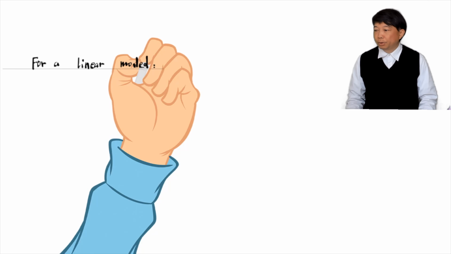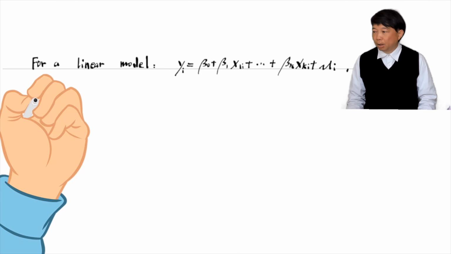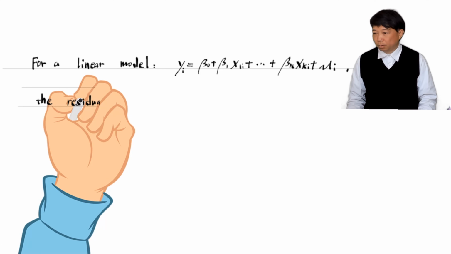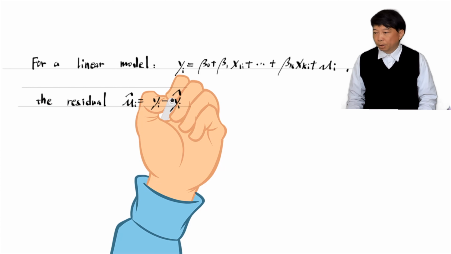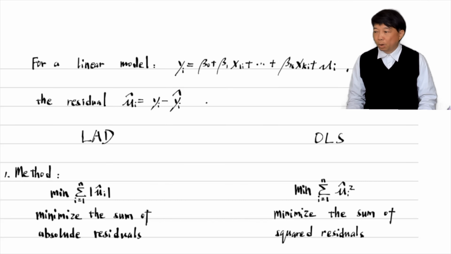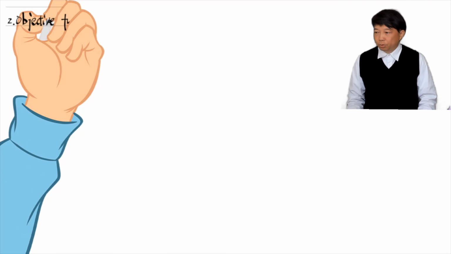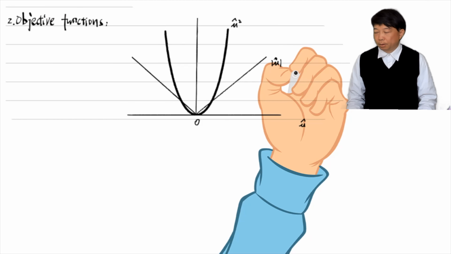For a linear multiple model, we denote the residual mu hat as the difference between the observation y and the fitted value y hat. In OLS, we minimize the sum of squared residuals, while in LAD, we minimize the sum of absolute residuals. The objective functions differ between OLS and LAD.